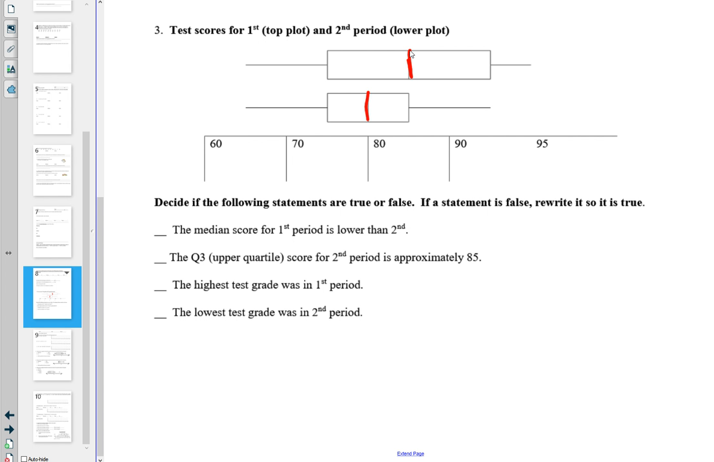So it says the median score for first period is lower than second. That would obviously be false because first period it's somewhere in the mid 80s. And then how would I rewrite it to make it true? I'm not going to write the full statement again, but I would just scratch off lower and change it to higher. Write the whole thing if you want.